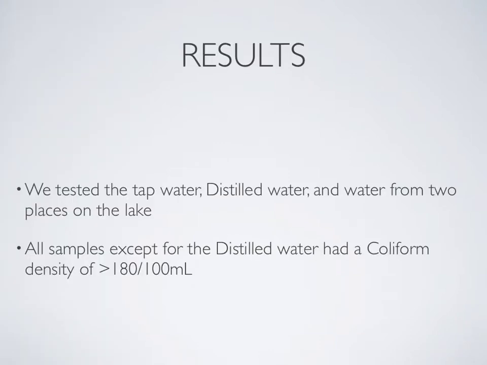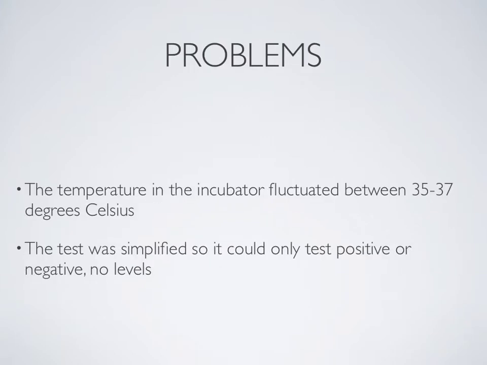In our experiment, we tested the tap water, distilled water, and water from 2 places on the lake. All of the samples, except for the distilled water, had a coliform density of greater than 180 per 100 milliliters. We ran into some problems with this experiment because the temperature in the incubator fluctuated between 38 and 37 degrees Celsius, and it never stayed at a constant temperature. The test was simplified so it could only test positive or negative without any levels.